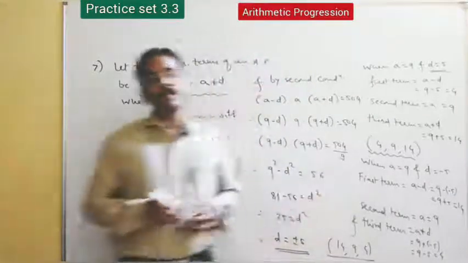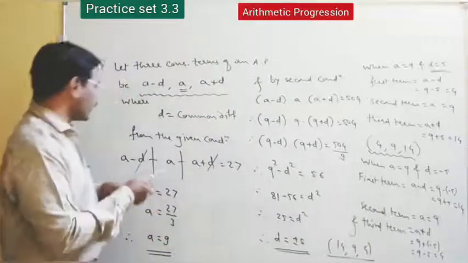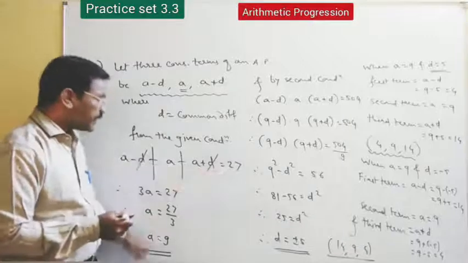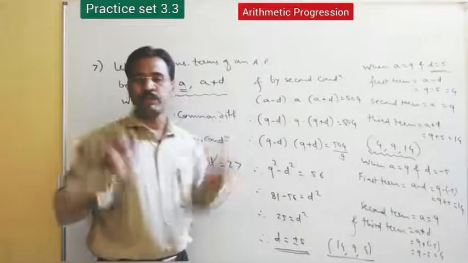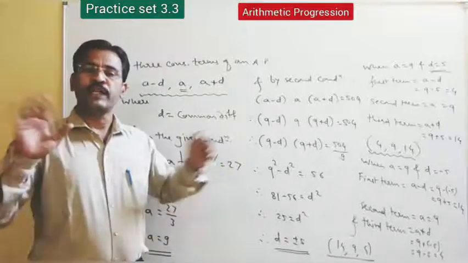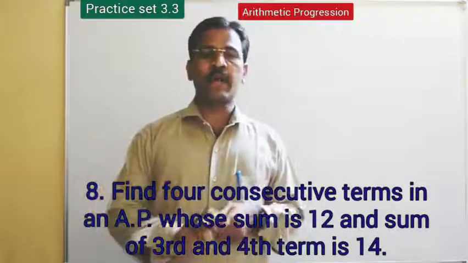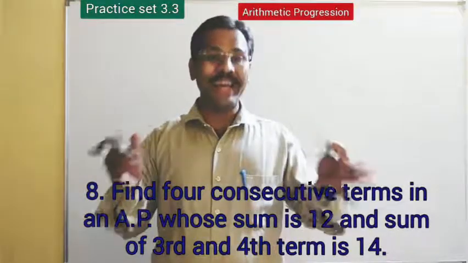Like this we can find the three consecutive terms of an AP when their sum and their product are both given to us. Using these two conditions we can find the three consecutive terms of an AP. Okay friends? See friends, now the second last, that is the 8th sum.